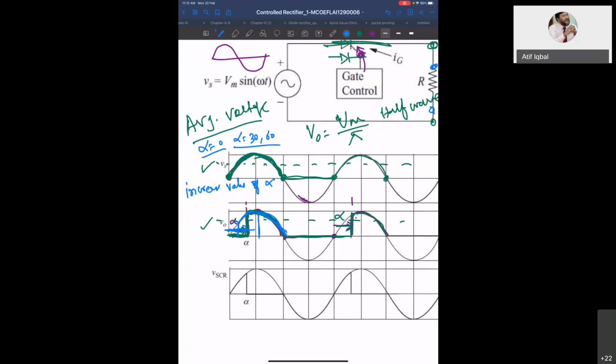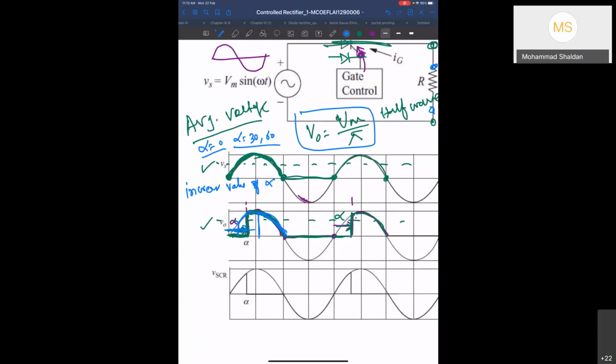But in the diode based rectifier, you do not have control. It is fixed at Vm by pi. This depends upon the peak value of your source voltage, divided by pi. That is your average DC output voltage. But here you will have different voltage. Understand?